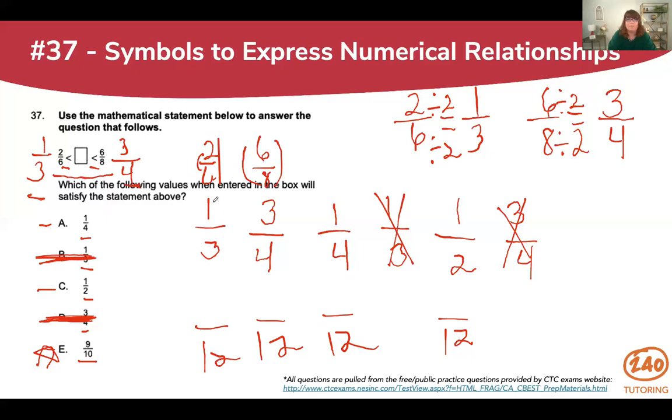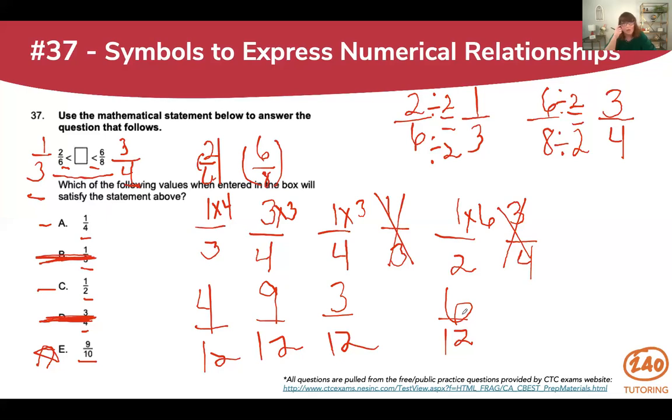And the way you do that, 3 times 4 is 12. So I multiply my numerator times that, 1 times 4 is 4. 4 times 3 is 12. So I'm going to multiply my numerator that times that. 3 times 3 is 9. 4 times 3 is 12. So I multiply my numerator times that. 1 times 3 is 3. All right, and then I have 2 times 6 is 12. 1 times 6 is 6.